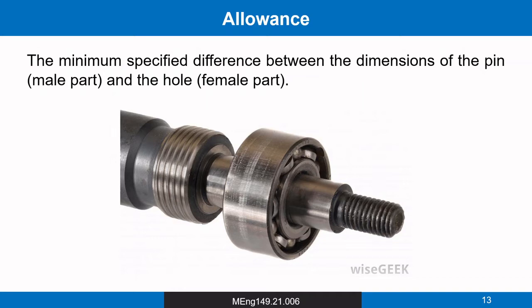And this is the allowance. Okay, so allowance is defined as the minimum specified difference between the dimensions of the pin or the male part and the hole or the female part. Okay, so specified difference. Di ba, the definition of tolerance is that it is the permitted difference in size or permitted change in size. Okay, so they're somewhat similar, no, ang definition.